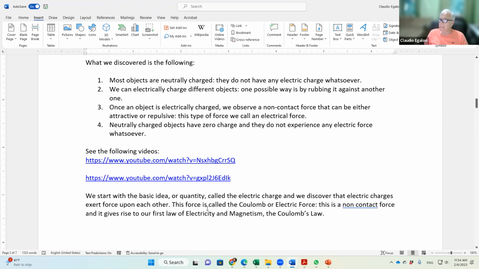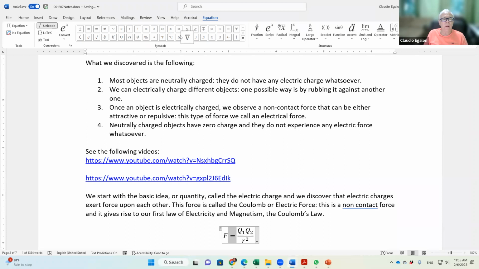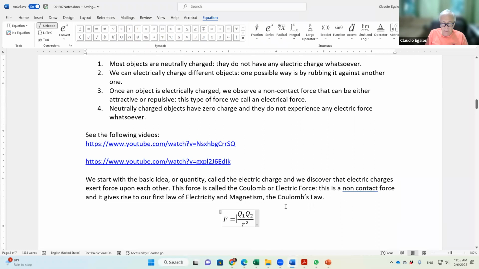Okay, I want you to memorize that, to remember that. Here you go. I'm going to insert a formula here. The intensity of the electric force is directly proportional to the electric charge. The more charge you have. If you have two charges, one charge is Q1, the other is Q2, and inversely proportional to the distance between those two charges. Here we have a proportionality constant that's represented by the letter K.